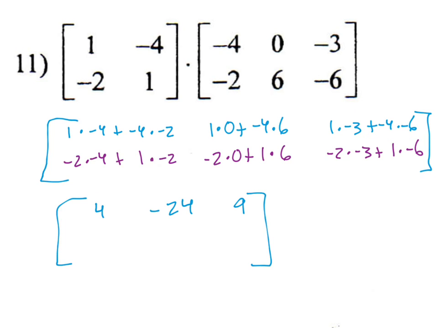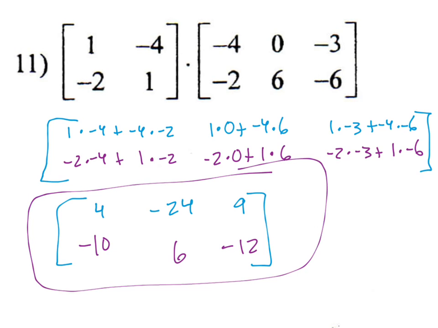And my second row here is going to be negative 8 plus negative 2, which is going to be negative 10. This is going to be 0 plus 6, which is 6. And then 6 plus negative 6, which is 0. And voila, we have our resulting matrix. And there you go. So there's a couple extra examples for you to work from.